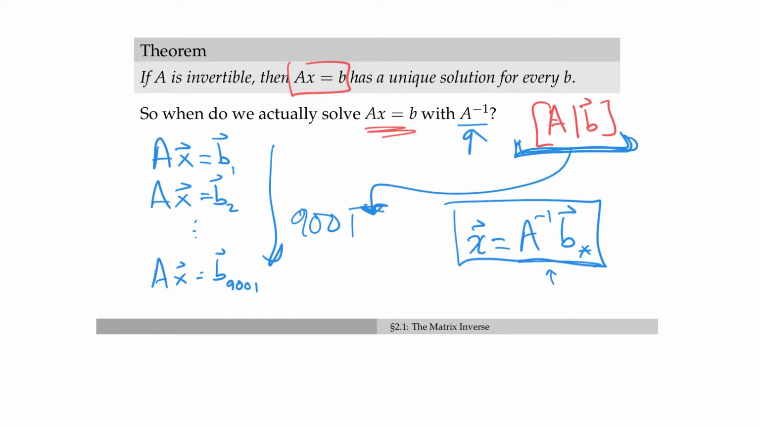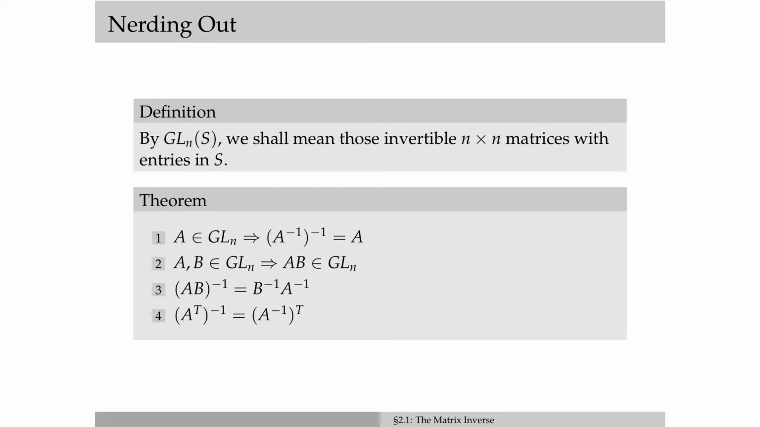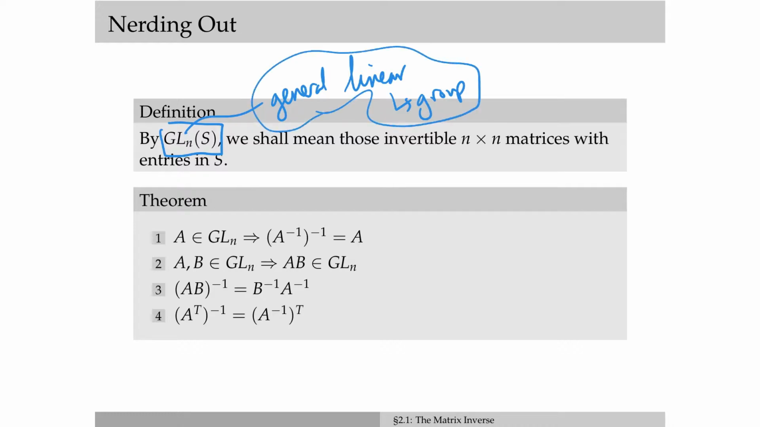It's also, of course, of great theoretical importance. All right, if you'll please nerd out with me right now. By GL_n(S), that's how you pronounce that, we shall mean those invertible n by n matrices with entries coming from S. So GL here stands for general linear. In fact, it's the general linear group. You don't really need to know what any of these words mean. Just simply know this is a nice shorthand we're going to use.